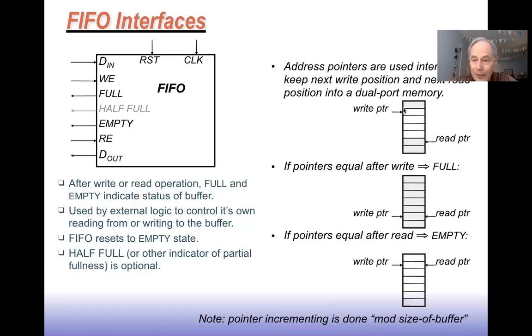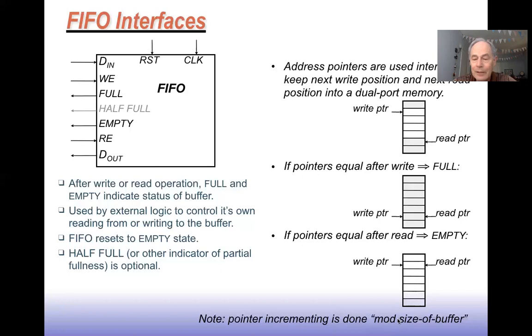So what happens on a write then, we write the data into that location and then the write pointer gets incremented to point to the next place. On a read operation, we send this data out to the output and then the read pointer moves to the next location. So both a read and a write will increment the pointers, but you can see we kind of run out of place in the pointer. It just kind of circulates back. So this is kind of a circular buffer. So the pointer incrementing is done modulo the size of the buffer.